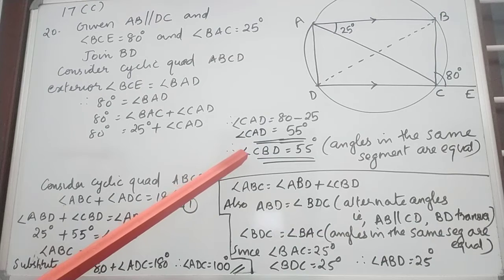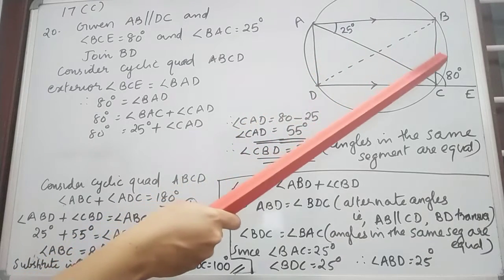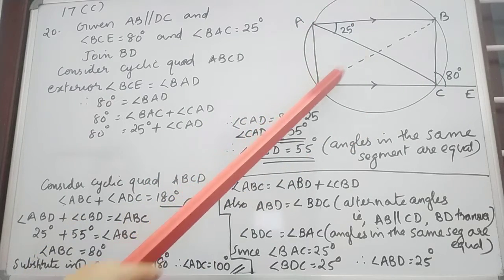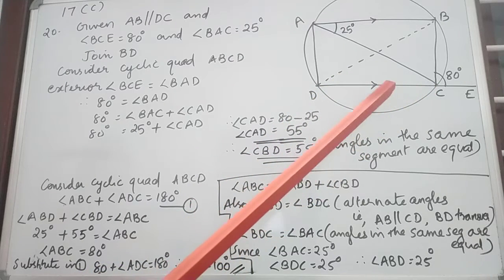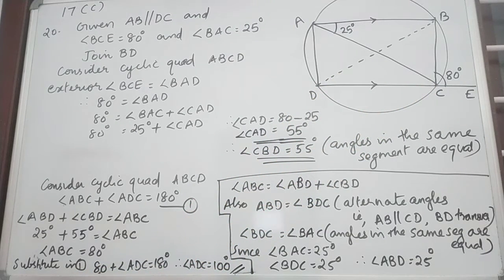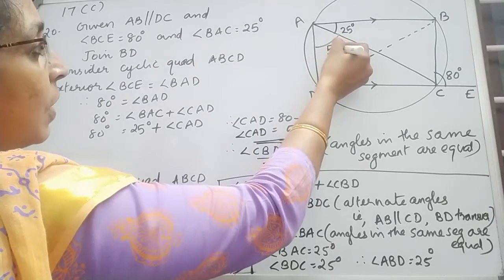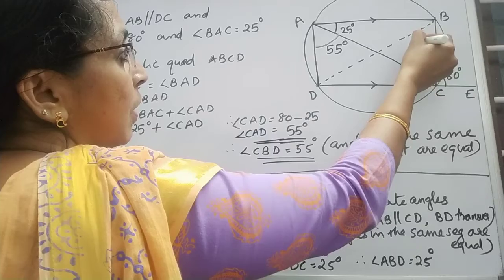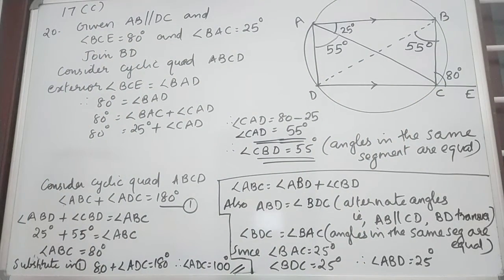Then what about CBD? Since CAD is equal to 55, CBD also will be 55 because CAD and CBD lie in the same segment. So CAD we got as 55 degrees, then CBD also will be 55, as they both lie in the same segment. That is our second part.